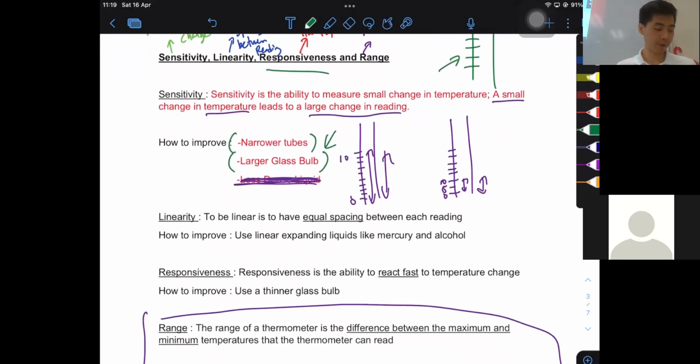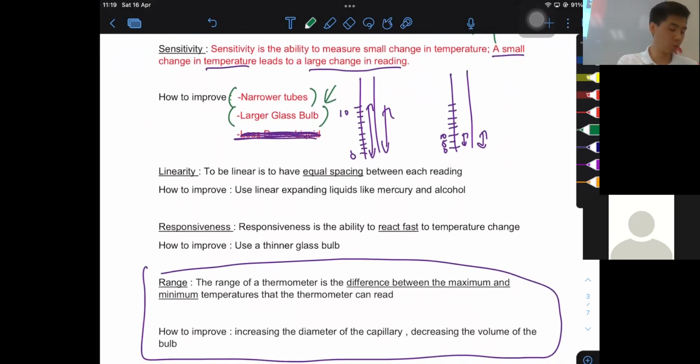All right. Then after that, we want to skip directly to the range part here. Why? Because, yeah, a larger glass bulb means there's going to be more liquid inside, right? So you have more liquid to push up the capillary tube, basically. Right? Nice. All right, so the next thing we want to talk about is basically the range.